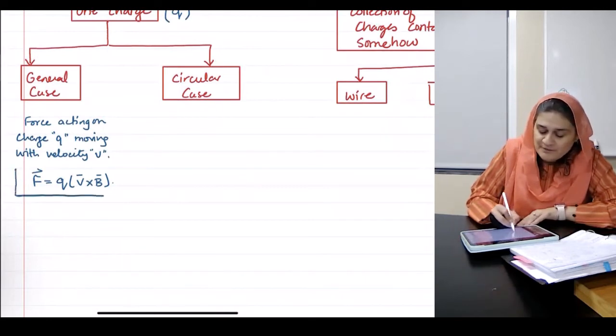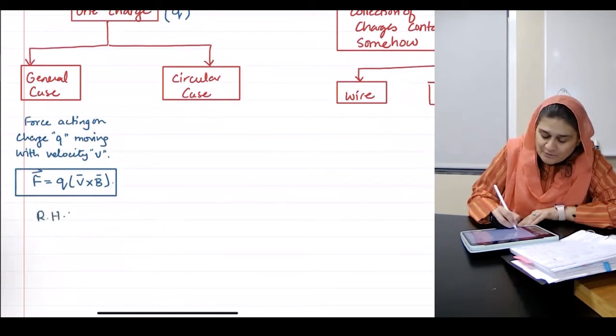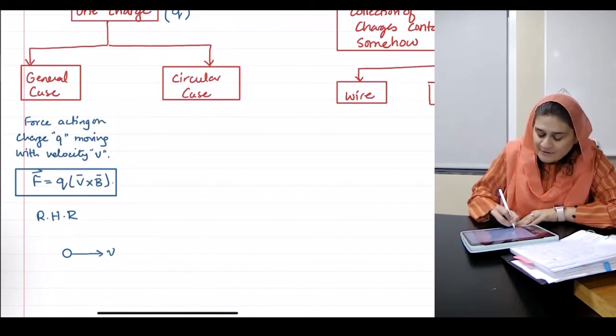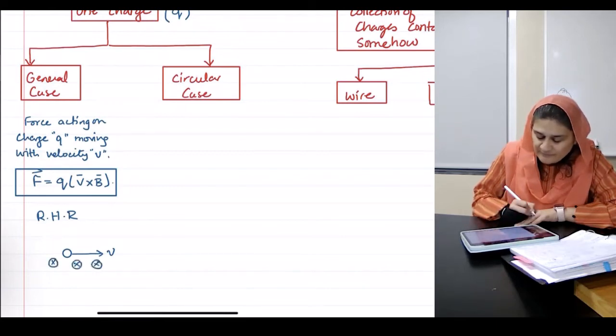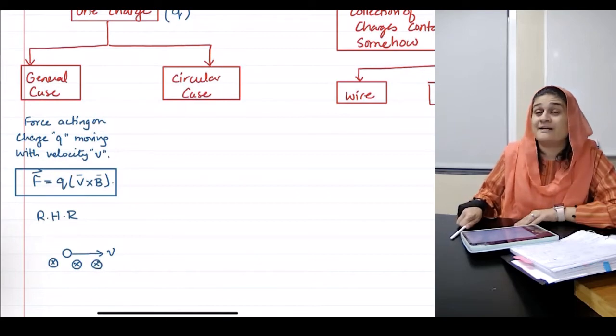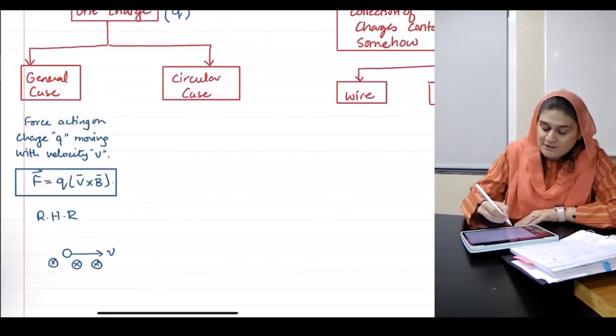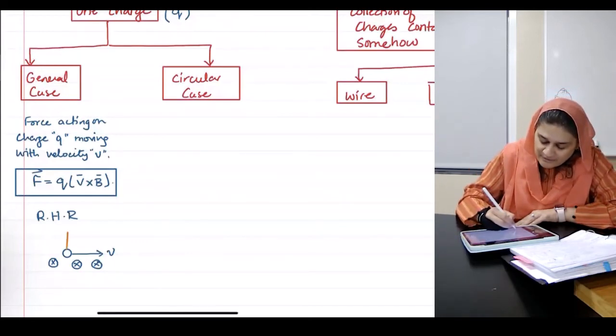And how do we determine the force? The right-hand rule. If this is the charge, it's moving here. And if the B field is into the paper, you use the right-hand rule, right? V, B, and the direction of the force will be up. In general, we call this FB.